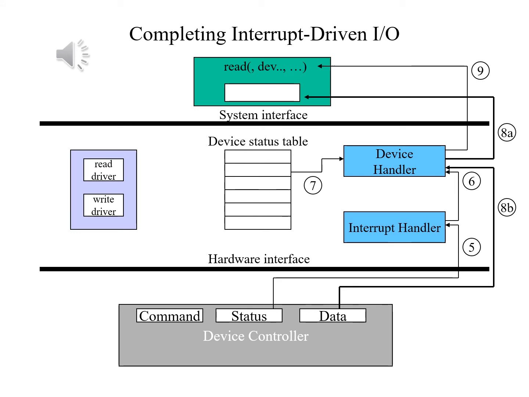Interrupt-driven I/O is no faster than poll-driven I/O. The big advantage is that while we wait for the interrupt to be handled, the processor is busy doing other things. This is more efficient because of the higher throughput.